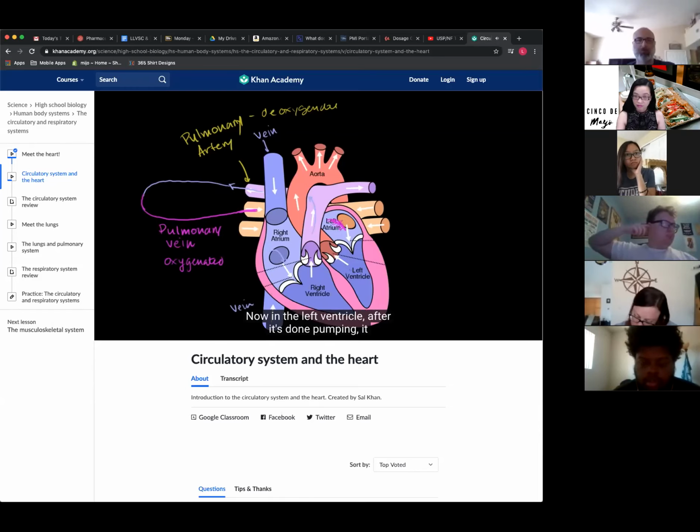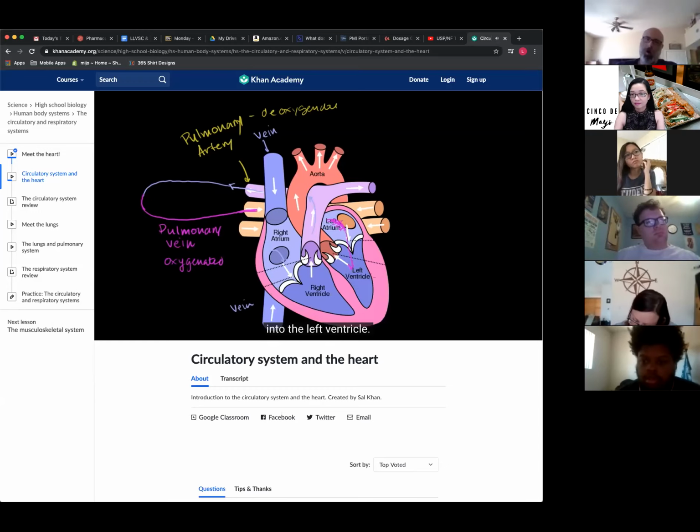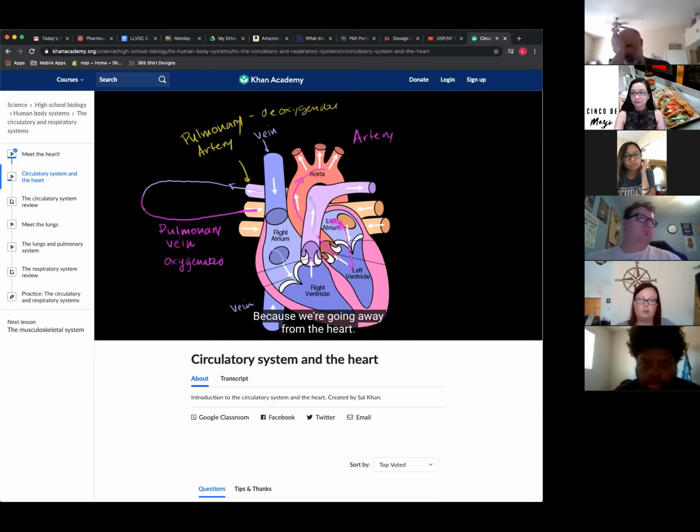Now in the left ventricle, after it's done pumping, it expands, and so that blood, that oxygenated blood, flows into the left ventricle. Then the left ventricle, the ventricles are what do all the pumping. It squeezes, and then it pumps the blood into the aorta. Now, the aorta, this is an artery. Why is it an artery? Because we're going away from the heart. Is it a pulmonary artery? No, we're not dealing with the lungs anymore.